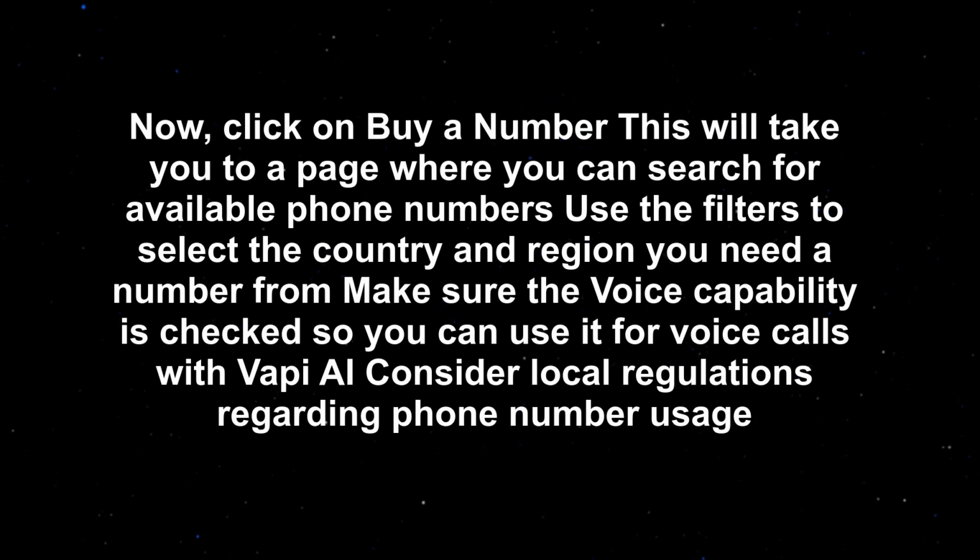Use the filters to select the country and region you need a number from. Make sure the voice capability is checked so you can use it for voice calls with Vapi AI. Consider local regulations regarding phone number usage. Browse through the available numbers and choose one that suits your needs. Once you've found the perfect number, click the Buy button next to it.